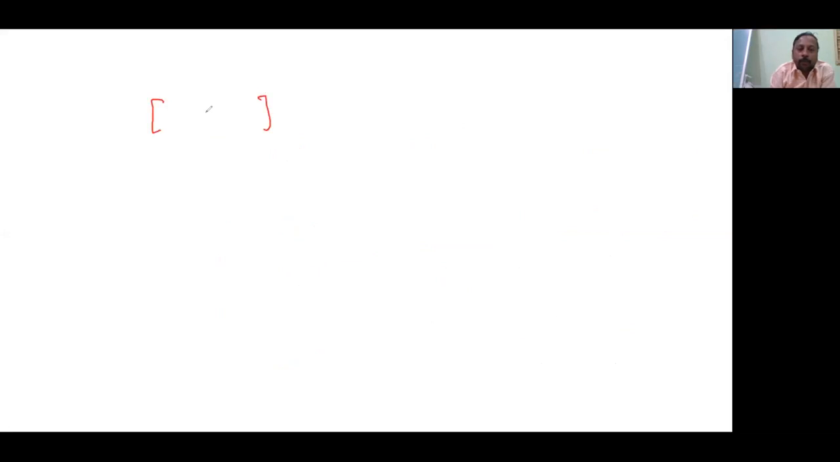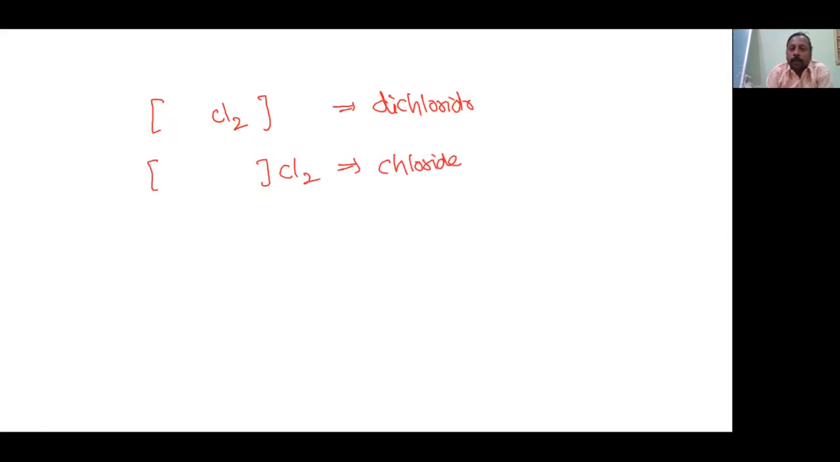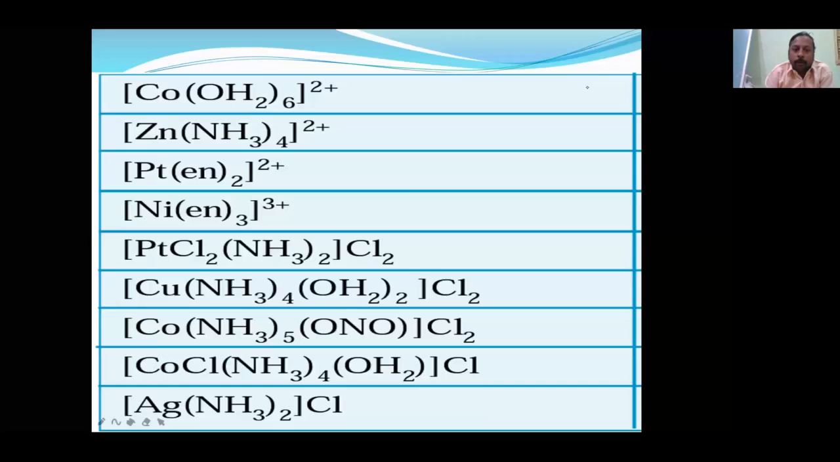Suppose chlorine is there, inside the bracket 2 chlorine are there, then you will write it as dichlorido. Same chlorine, if it is outside the bracket, simply you will write chloride. Now is it understood? So inside the bracket, outside the bracket, the differences, I think it is clear to you now. Take a screenshot of this and try to practice them.